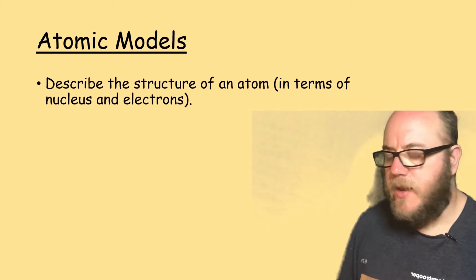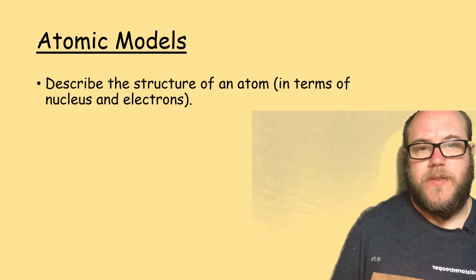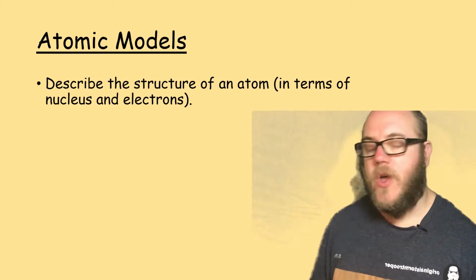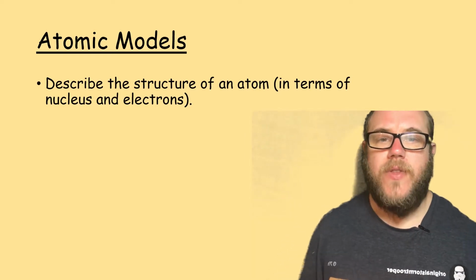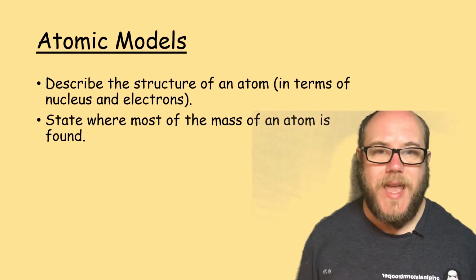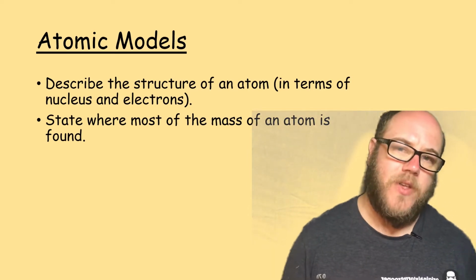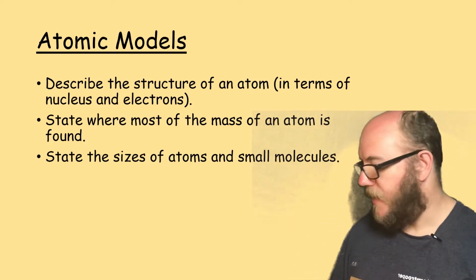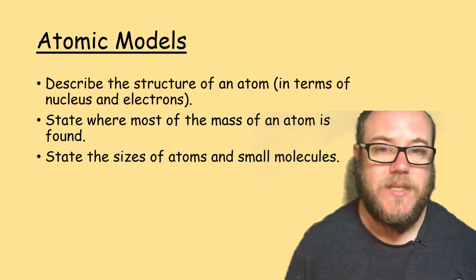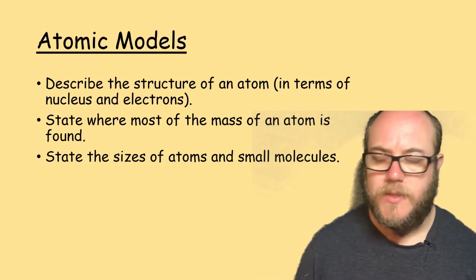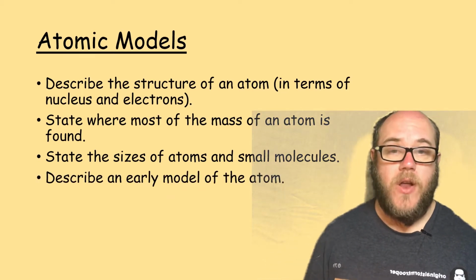What are we going to learn in this lesson? Well, let's have a quick look at the objectives. We're going to describe the structure of an atom in terms of the nucleus and the electrons. We're going to be able to state where most of the mass of an atom is. We're going to be able to state the sizes of atoms and small molecules in relation to the world around us. We're going to be able to describe the early model of an atom.